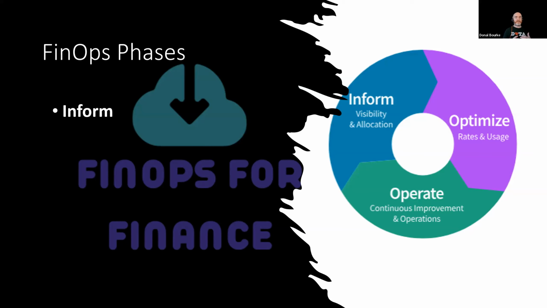The inform phase needs to be accurate and timely. So as we said previously with the cloud, if the data is a week or a month or 3 months old, it's irrelevant. You need to be as timely and up to date as you possibly can be.